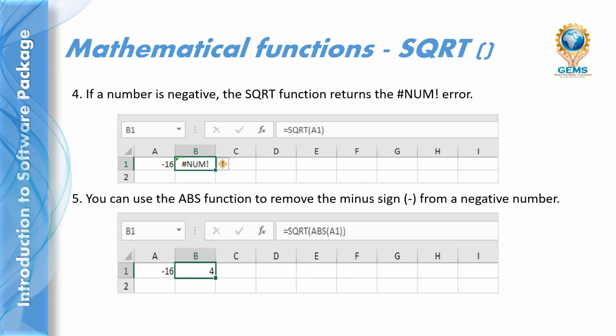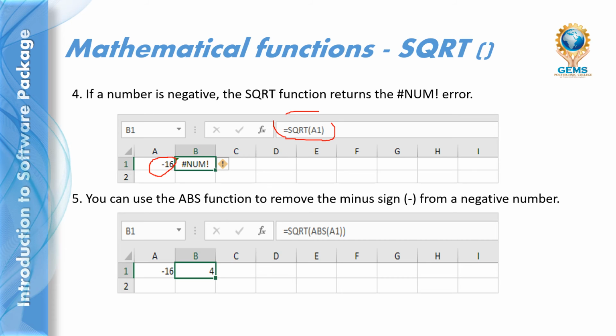Here, if the number is negative, what happens? The square root function returns an error, so it won't give any answer. Because here the value is minus 16, the square root returns the error.